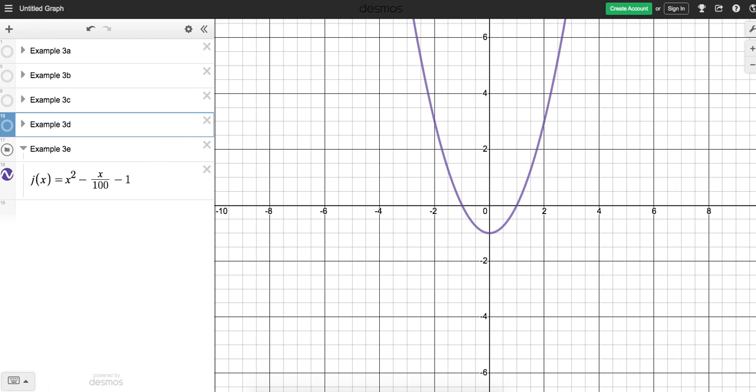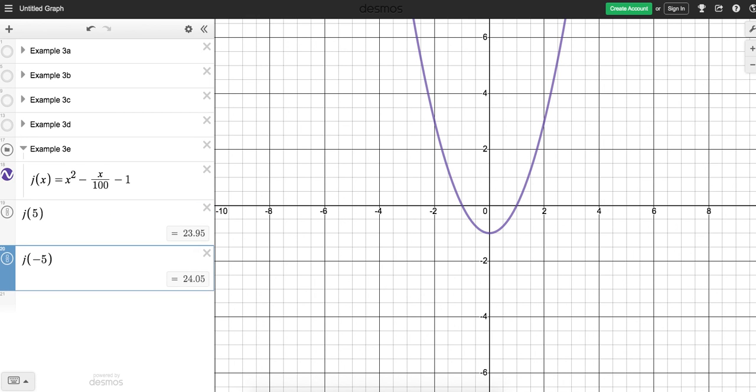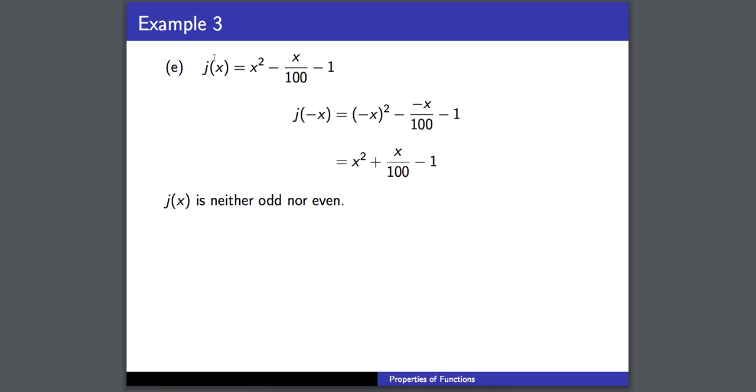And this is a good example because if you look at just the graph alone, it would suggest that it's an even function. But if we pick a number such as, let's say, j of 5, we get 23.95. If we do j of negative 5, we don't get the same thing, and we don't get the opposite. So this is neither odd nor even. So be careful with just the graphs.